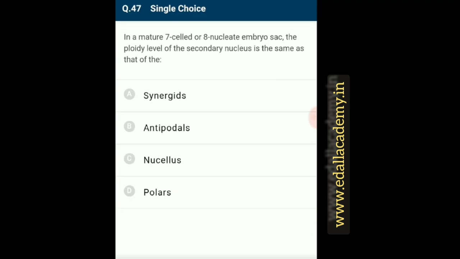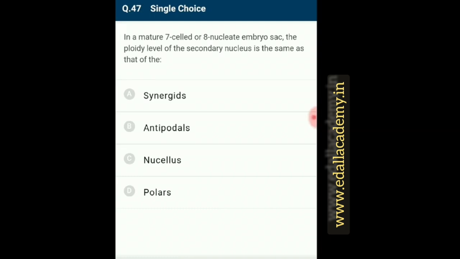Question number 47. In a mature 7-celled, 8-nucleate embryo sac, the ploidy level of the secondary nucleus is the same as that of. The embryo sac is the megagametophyte of the angiosperm, which is a 7-celled and 8-nucleus structure. In it are the antipodal cells, which act as a nutritional center.